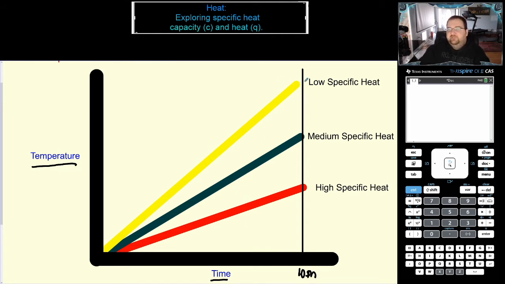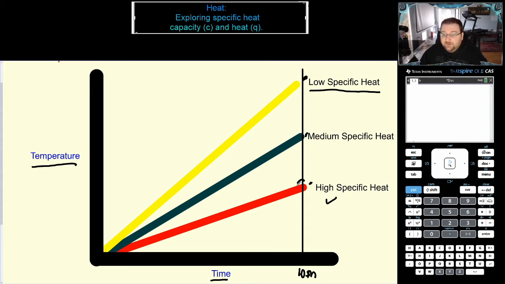After 10 minutes, if the temperature of this substance is much higher than this one and this one, if we were going to rank them, this yellow one would have the lowest specific heat capacity. And we know that because it increased by the most temperature. This one would have the highest because it was the most resistant to increasing its temperature. And this just comes back to the definition of specific heat capacity, right? It's the amount of energy required to increase 1 kilogram of that substance by 1 degree Celsius.